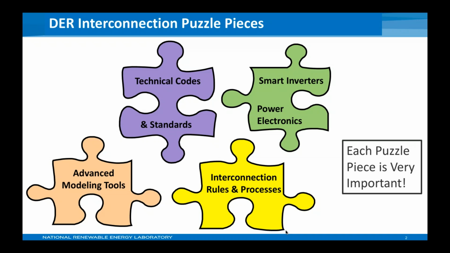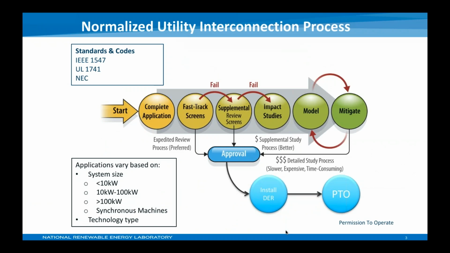So I'm going to introduce the concept of the interconnection process, so the utility interconnection process. I wanted to note that typically to interconnect a DER, there are two parallel processes that will happen. One that is not shown in the slide, which is the permitting and inspection approval process, which happens with a local jurisdiction or authority where you can interconnect your DER.